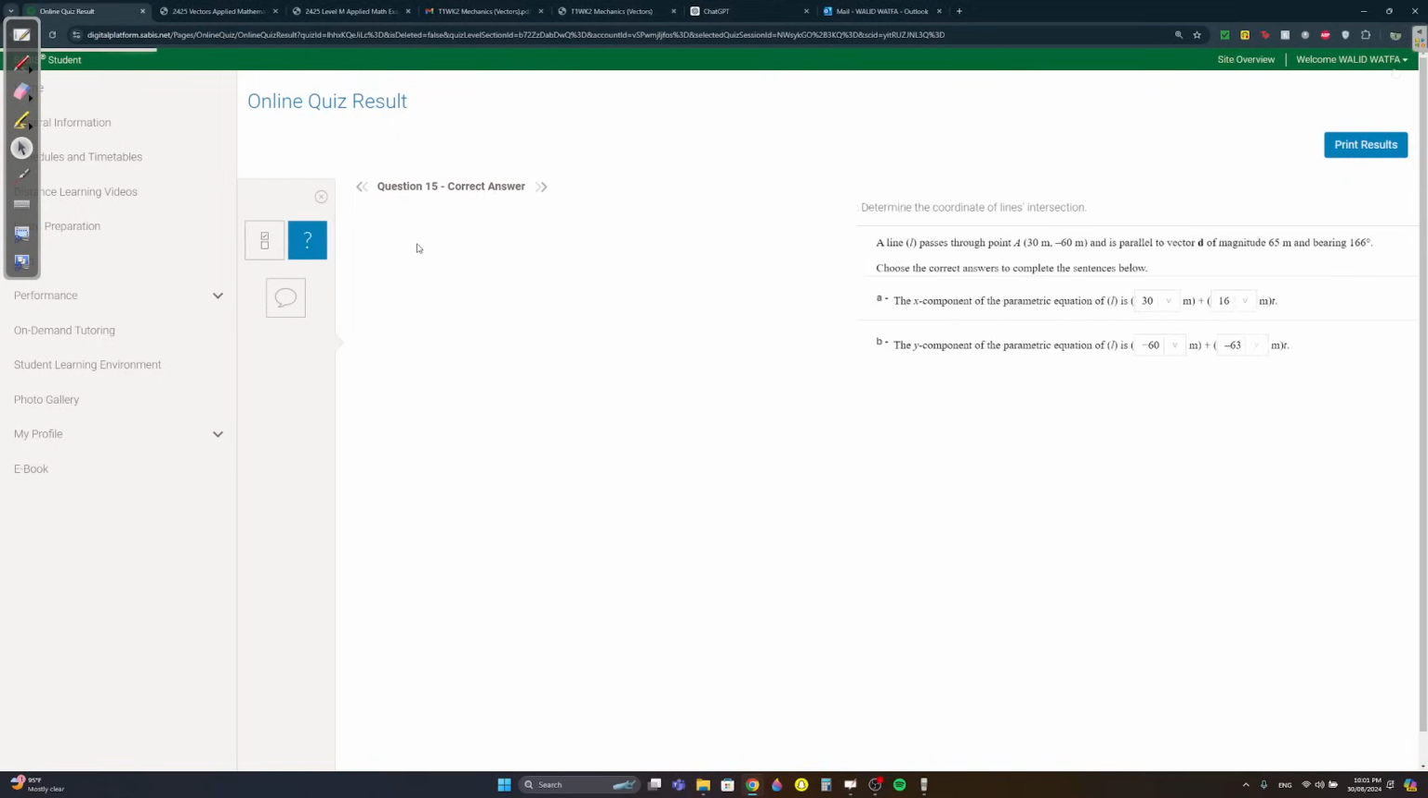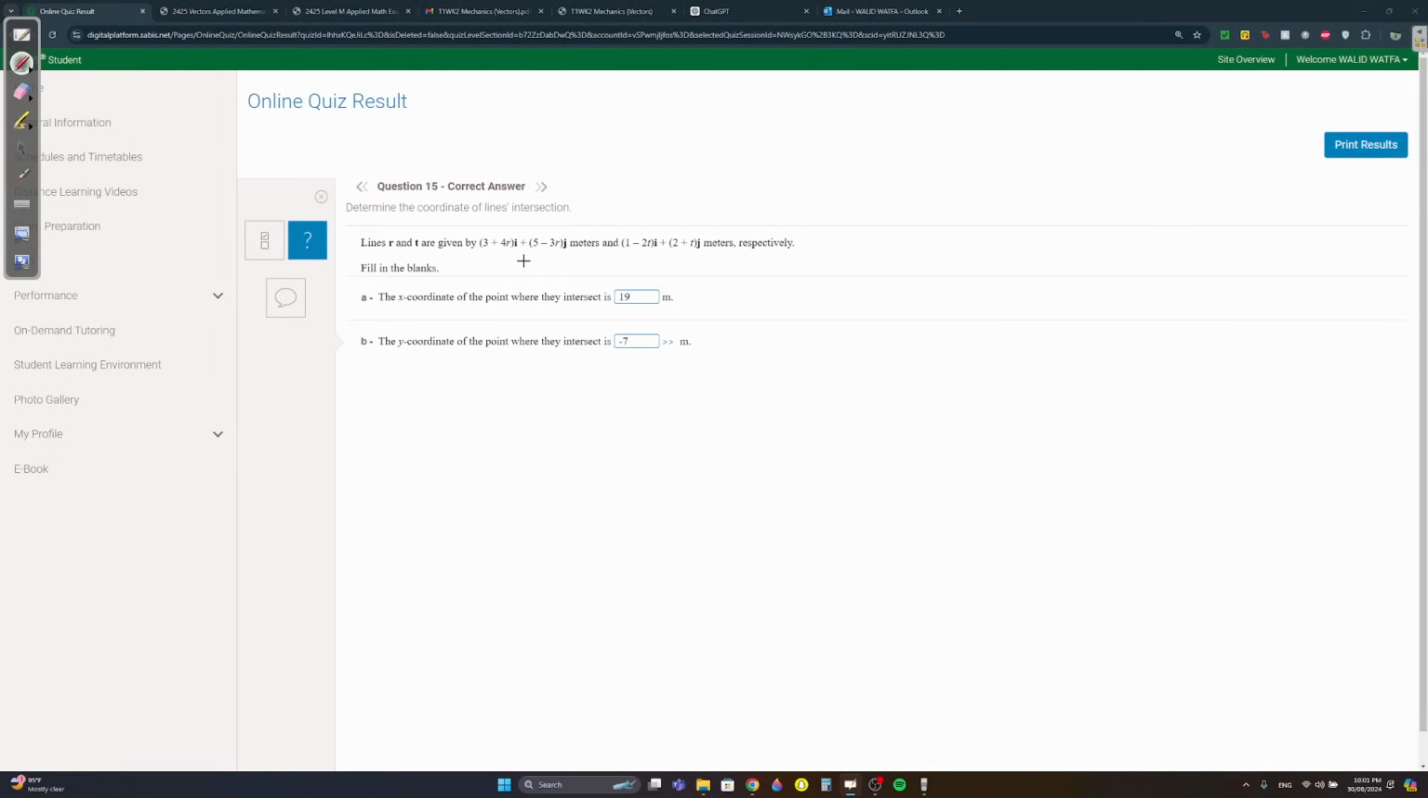Question 15. Lines r and t are given by 3 plus 4r i and 5 minus 3r j, and 1 minus 2t i, 2 plus t j. What is the x coordinate of the point where they intersect and the y coordinate of the point where they intersect? Here's the keyword, intersect. When they intersect, that means there's one point in common where they both have the same x and y coordinate. So whenever you see intersect, you equate the x coordinates and you equate the y coordinates.